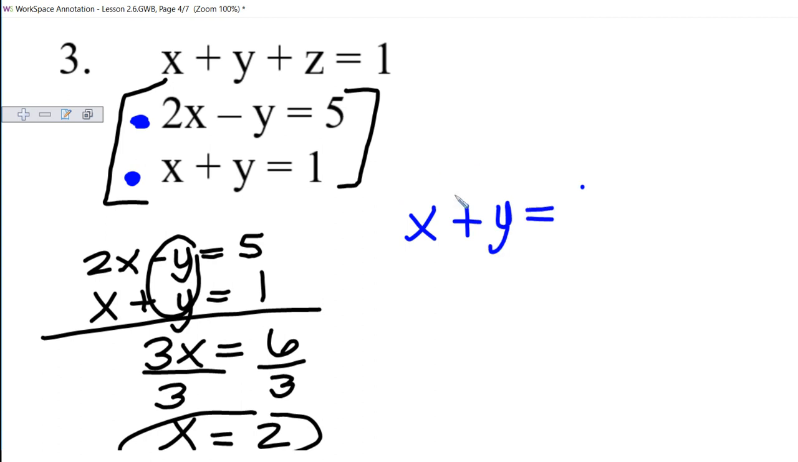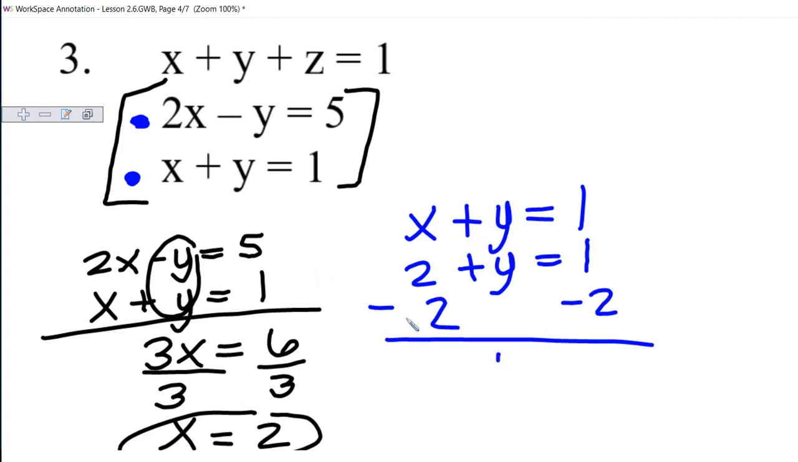So x plus y equals 1. Instead of x, I replace it with 2, so 2 plus y equals 1. Subtract 2 from both sides. So that would be y equals, what's 1 minus 2? Negative 1. So we have x, we have y. What are we missing? Z. Well, what is the only equation that has a z in it? The top. So to solve for z, we have to use that top equation.